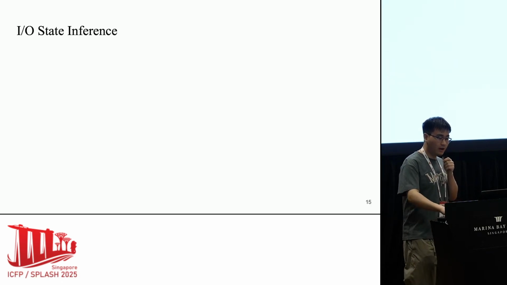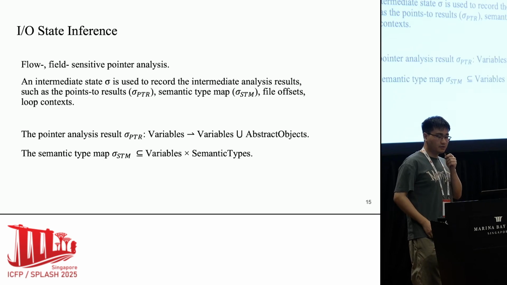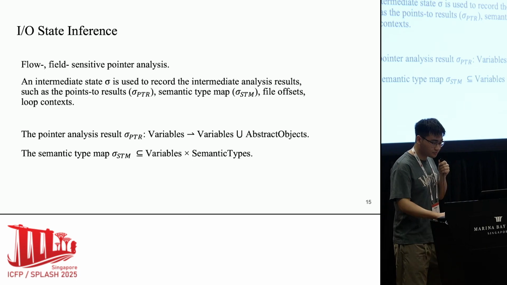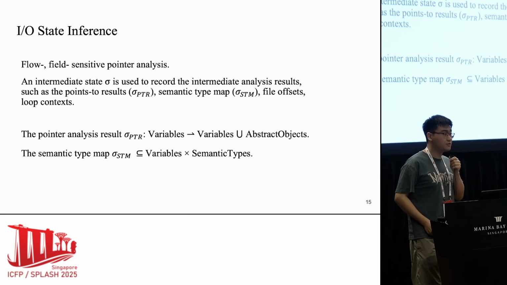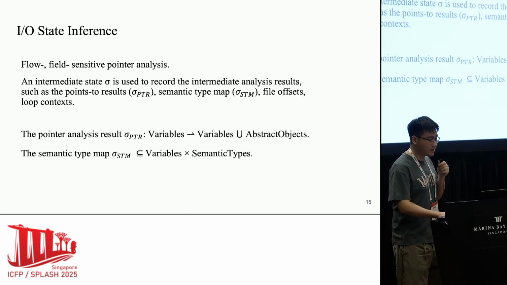So we perform I/O state inference backed by flow and field sensitive points-to analysis to automatically infer program states. We formulate the intermediate state that contains points-to results, semantic type maps, file offsets, and loop contexts. And we formalize the inference rules in the paper. Due to time constraints, here we illustrate it with an example.